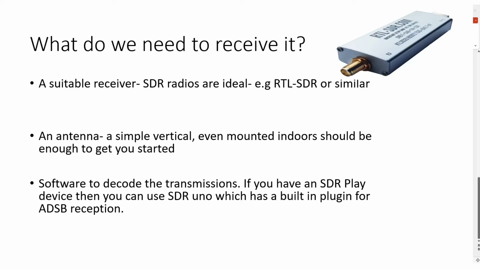Now, to get started, a simple vertical will suffice, and even mounted indoors you should be able to receive enough signal to get you started and start seeing some aircraft transmissions. And obviously we need software to decode the transmissions. If you already have an SDRplay device, then you can use the SDRuno software, which has a built-in plugin for ADS-B reception, and we'll see a quick demo of that in a moment. There are other alternatives if you don't have an SDRplay device, but let's see how I got on with my SDRplay and SDRuno.